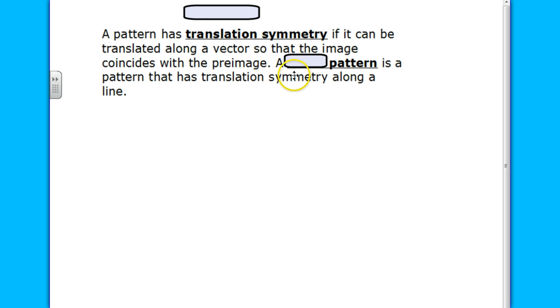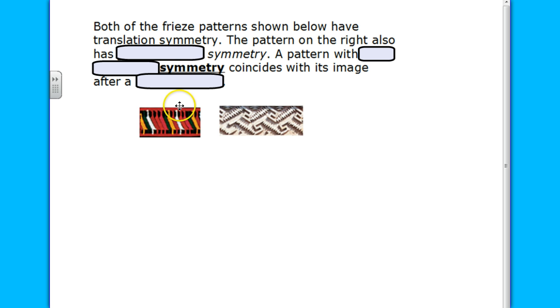There's a special type of pattern that has translation symmetry along a line. It's known as a frieze pattern. So both of the frieze patterns shown below have translation symmetry. So we could imagine translating, let's say, this white image on a vector down to this white image, right? Or maybe this kind of orangish image here down to this orangish down there.